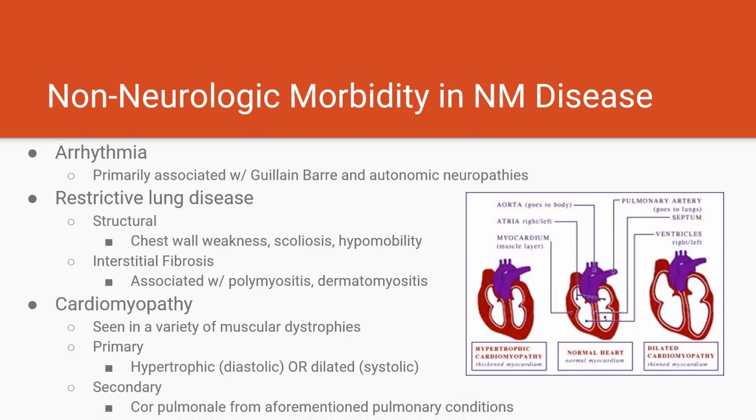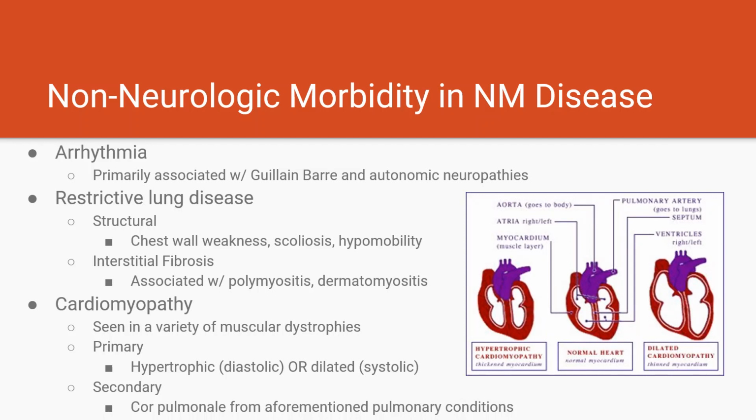Beyond this, though, restrictive lung disease is commonly seen with neuromuscular patients, including both structural restriction as a result of chest wall weakness and scoliosis, but then also intrinsic lung disease such as interstitial fibrosis. So specifically, polymyositis and dermatomyositis have really high rates of interstitial fibrosis, and so it's important to screen these patients for such by using intermittent chest CTs.